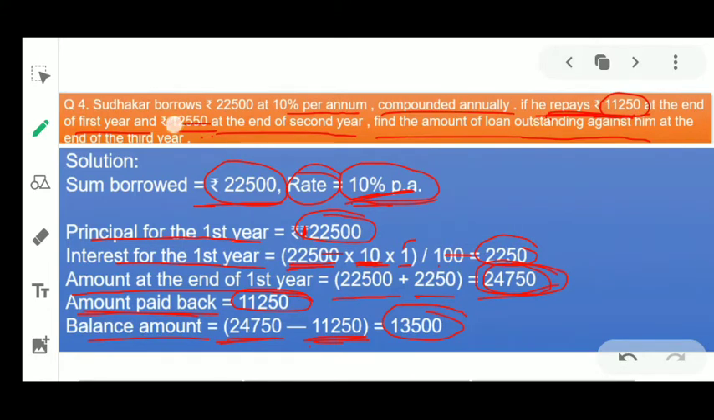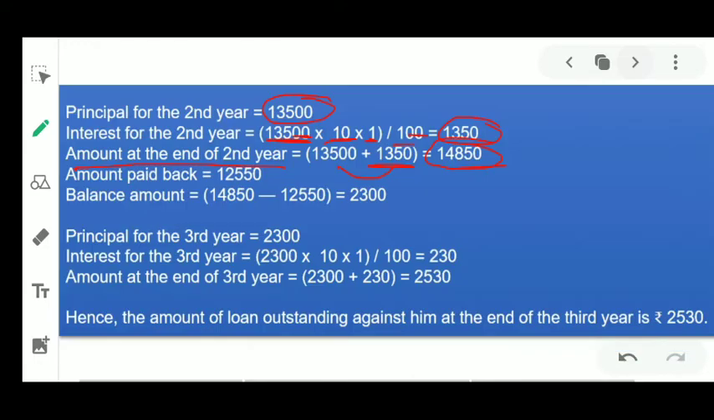He repays 12,550 at the end of the second year. So yes, the amount he paid back equals 12,550. Now the balance will be 14,850, that is the amount at the end of the second year, minus the amount he paid back, that is 12,550. So when you subtract these two numbers, you will get 2,300.